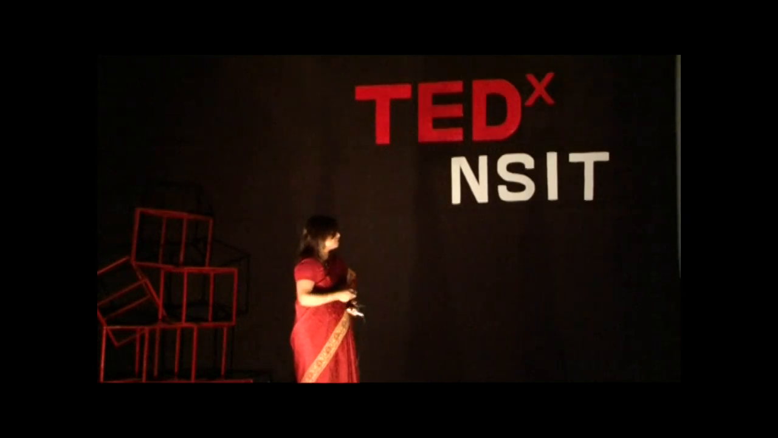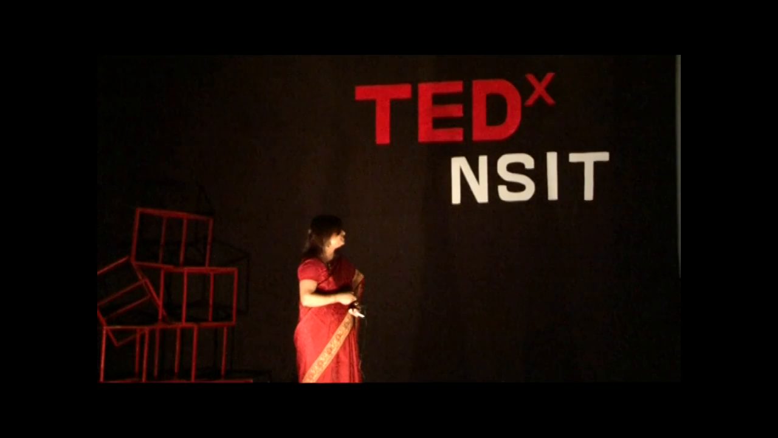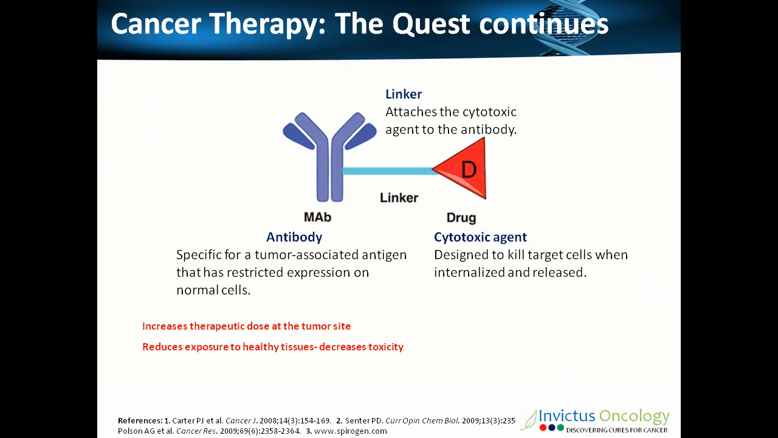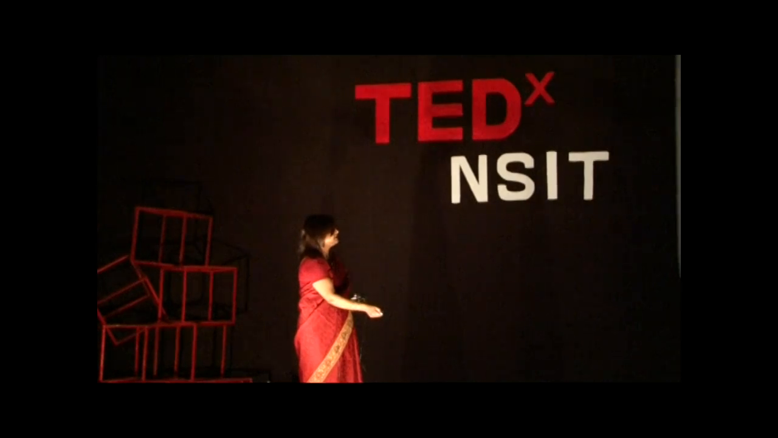So what we do is we take a monoclonal antibody targeting any specific antigen of a tumor cell. We take a drug which can kill cells and then put the two together using a linker. The antibody is specific for a tumor-associated antigen that has restricted expression on normal cells. The drug is designed to kill target cells when internalized and released.